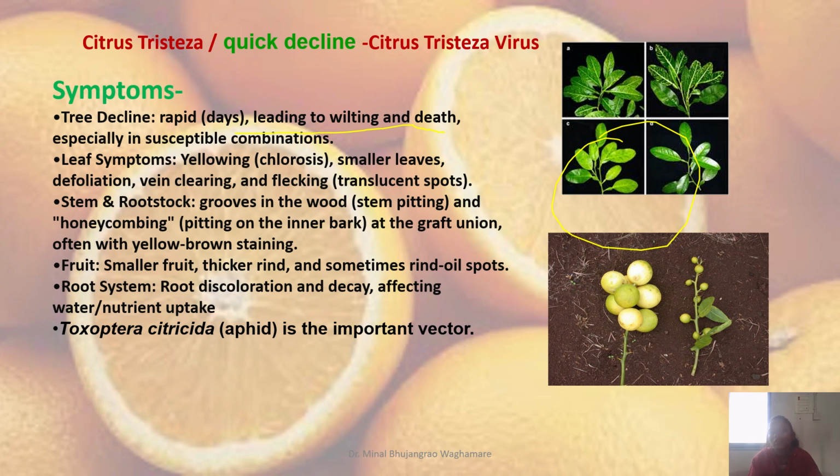And then coming to the fruit, we can see smaller fruit with thicker rind, and sometimes rind oil spots also occur on the fruit. And coming to the root, discoloration of the root takes place, and due to weakening of the root, nutrient uptake and water uptake of the plant are also reduced. In this disease, Citrus Tristeza virus is transferred by one important vector, that is aphid, Toxoptera citricida.